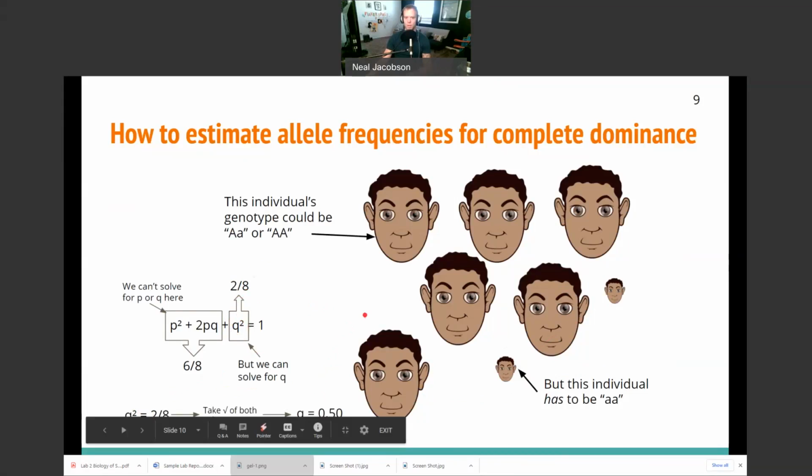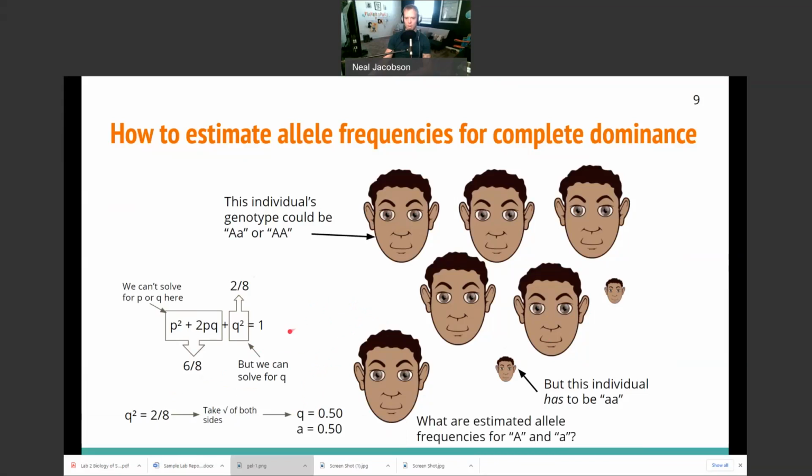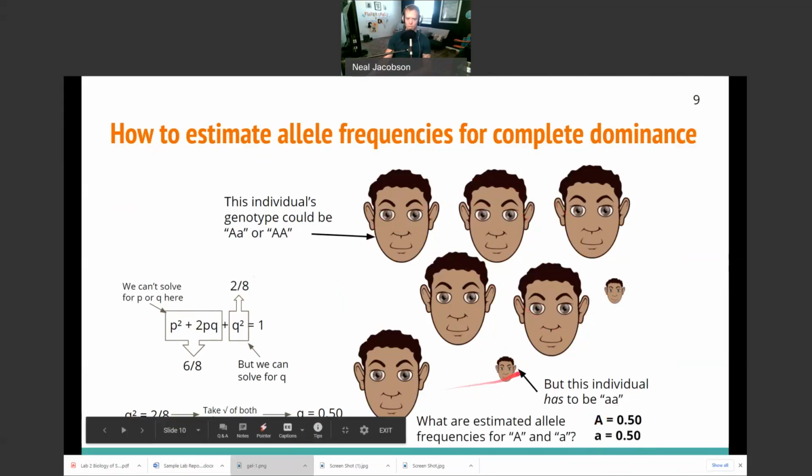So this gives me an estimation. It tells me that q could be 0.5, and p would be 0.5. You know what I mean by that. So q would be 0.5 and p would be 0.5 in this case. All right, so what are the estimated allele frequencies for big A and little a in this population? Well, big A is 0.5, little a is 0.5. So this little a over here should say p. Sorry about that.